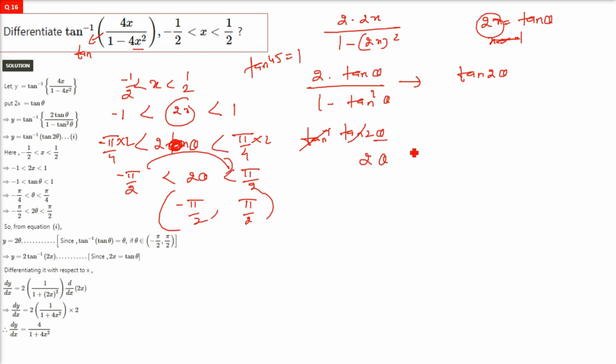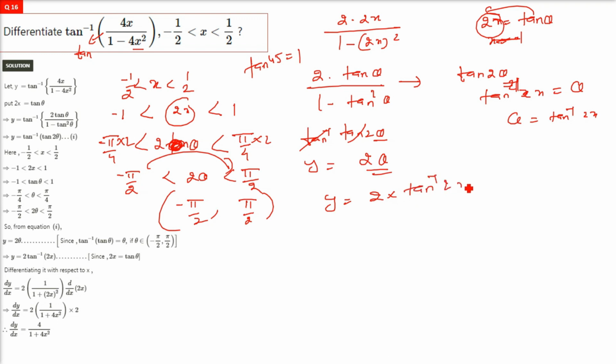This is 2 theta. So what is theta here? Tan inverse 2x, first of all. It is tan inverse 2x, and since we have twice of theta, it will be twice of tan inverse 2x. So basically you have to differentiate y equals twice of tan inverse 2x.